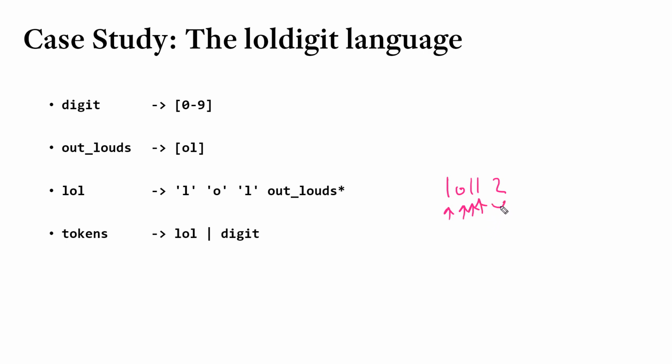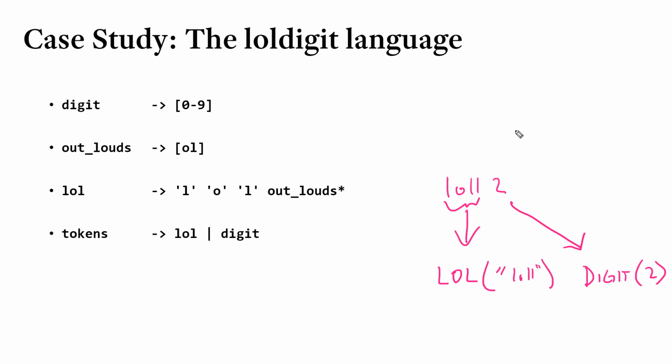And we need to be able to peek ahead and say, okay, before I take the next character and process it, am I still working on the current token? Am I still working on the current lexeme? And no, if we see a 2 there, that means we're done. This would be an LOL token whose value is LOLL, right? And then this next character could begin a different token, which would be a digit token with just the value 2. So this is a very simple little language that we're trying to tokenize here.